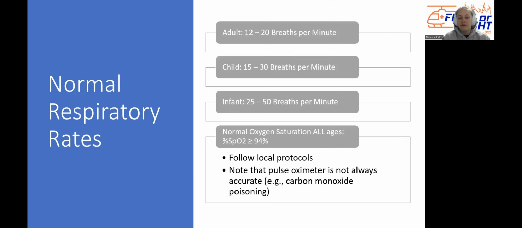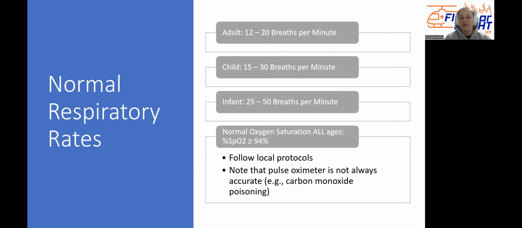Also keep in mind your pulse oximeter is not always accurate. The most common example of this that you'll see in the field is that somebody has cold fingers. If their hands are cold, a lot of times the pulse oximeter just won't read at all. It'll just say error, or it just won't read, like it's not on anybody's finger.